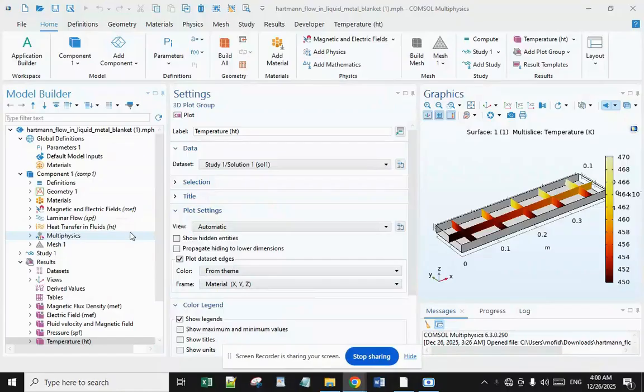It is defined by Ha equals B L multiplied by (sigma divided by mu) to the power of 1 divided by 2, where B is the magnetic field intensity, L is the characteristic length scale, sigma is the electrical conductivity, mu is the dynamic viscosity. And nuclear fusion.